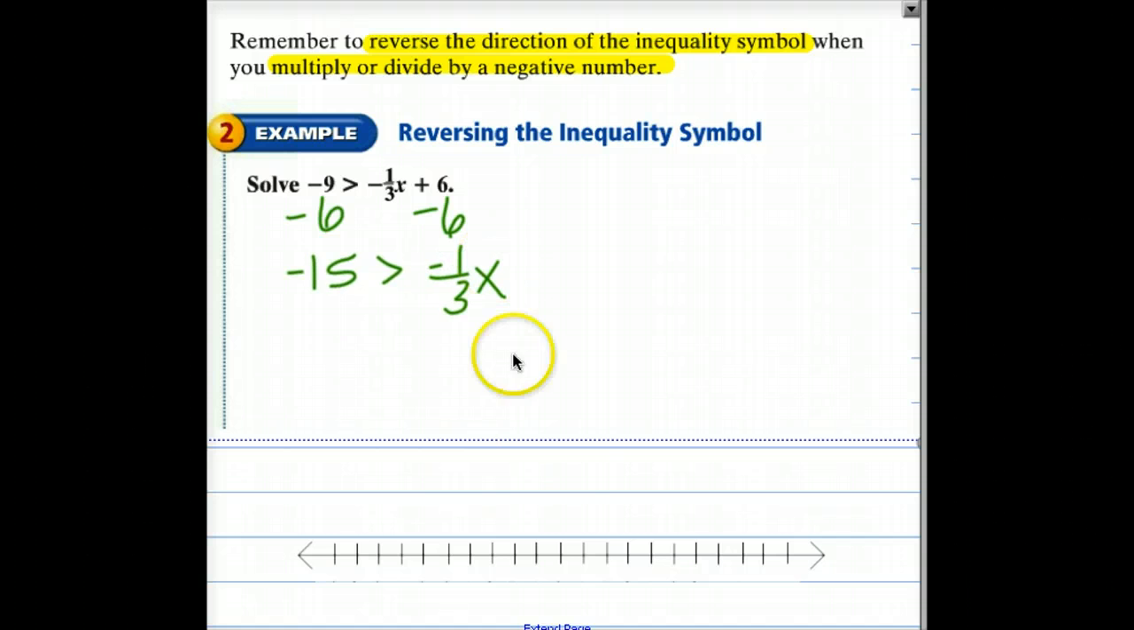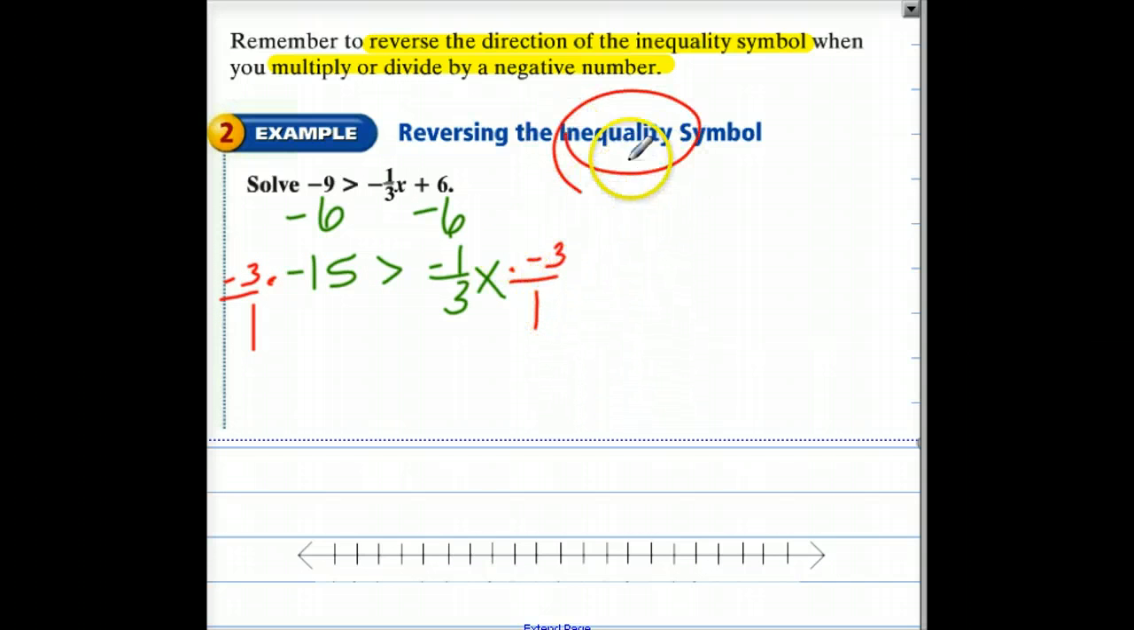Now, working with fractions, instead of dividing by a fraction, I'm going to multiply by the reciprocal. The negative stays. Multiply by the reciprocal. So I'm multiplying by a negative 3. In an inequality, when you multiply or divide, we just multiplied by a negative 3. This inequality symbol is going to flip direction.